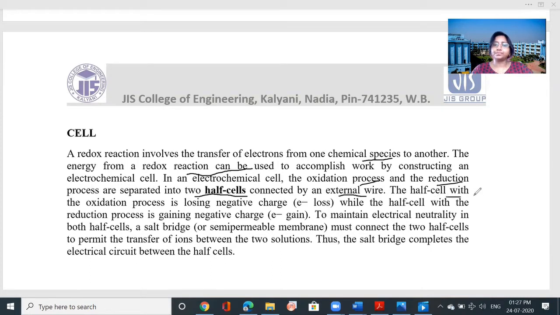The half cell with the oxidation process is losing negative charge, while the half cell with the reduction process is gaining negative charge. To maintain electrical neutrality in both half cells, a salt bridge or semi-permeable membrane must connect the two half cells to permit the transfer of ions between the two solutions. Thus, the salt bridge completes the electrical circuit between half cells. Okay, so you understood what a cell is.